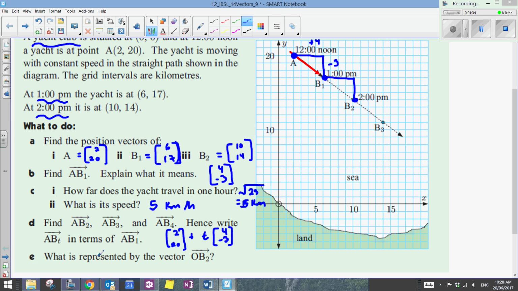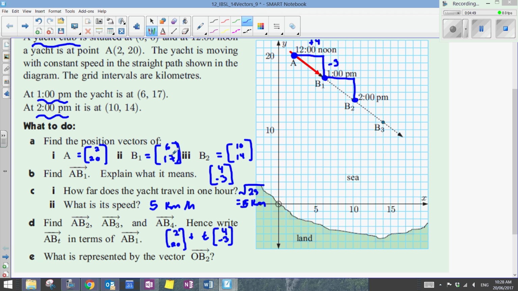So if you're thinking of, well, what's then represented by the vector OB2, from O to B2, what would that actually tell us about this yacht? All right, so think about what you would say if you were going to answer that question.